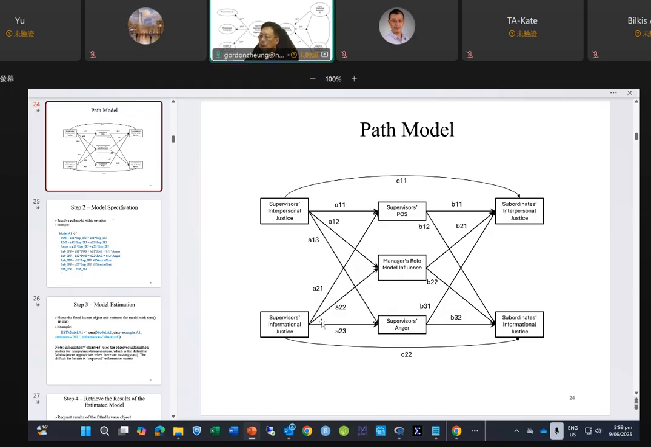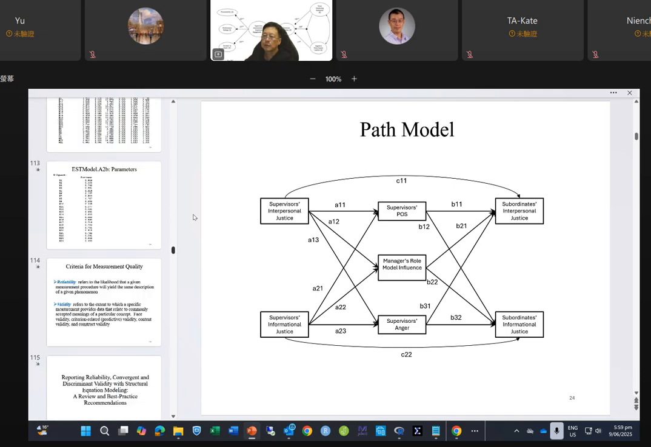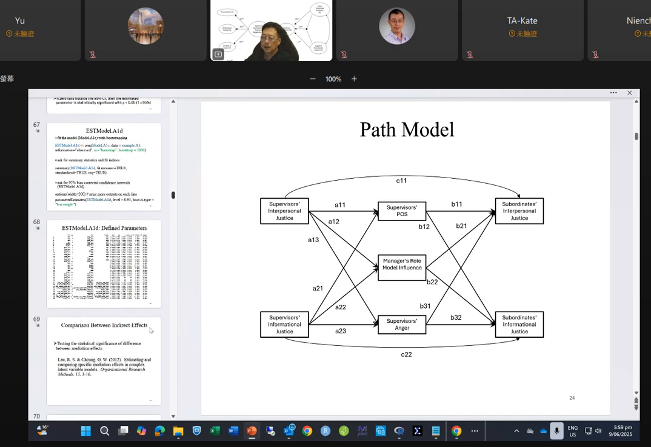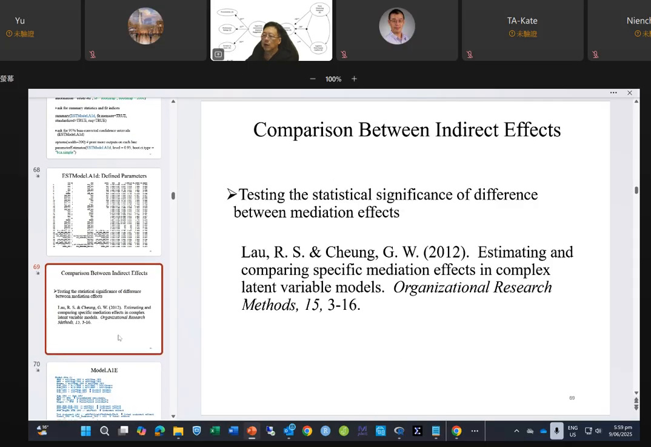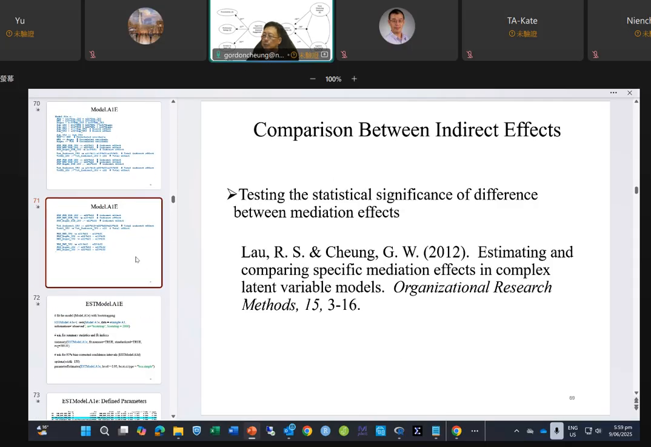Similarly, for informational justice, we can go from this path. We have three paths, 1, 2, and 3. We can compare this with this. We can compare this with this, and then this with this. So how can we compare? Simple.